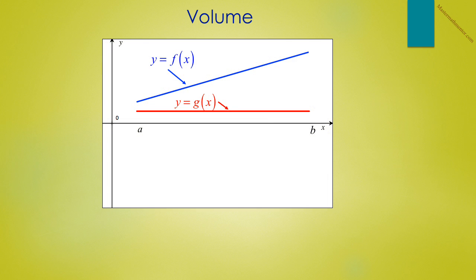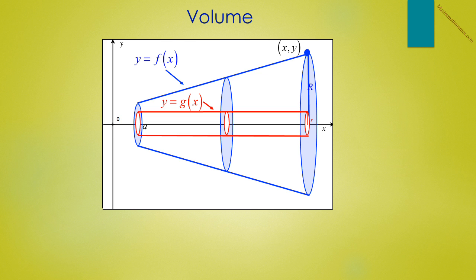We now change the situation just a bit. We add a second curve, y equals g of x, from x is equal to a to x is equal to b. We show this in red and notice that f of x is greater than g of x for all values of x between a and b. We will now rotate both curves about the x-axis. We now see the rotated curves, the outside curve f in blue and the inside curve g in red.